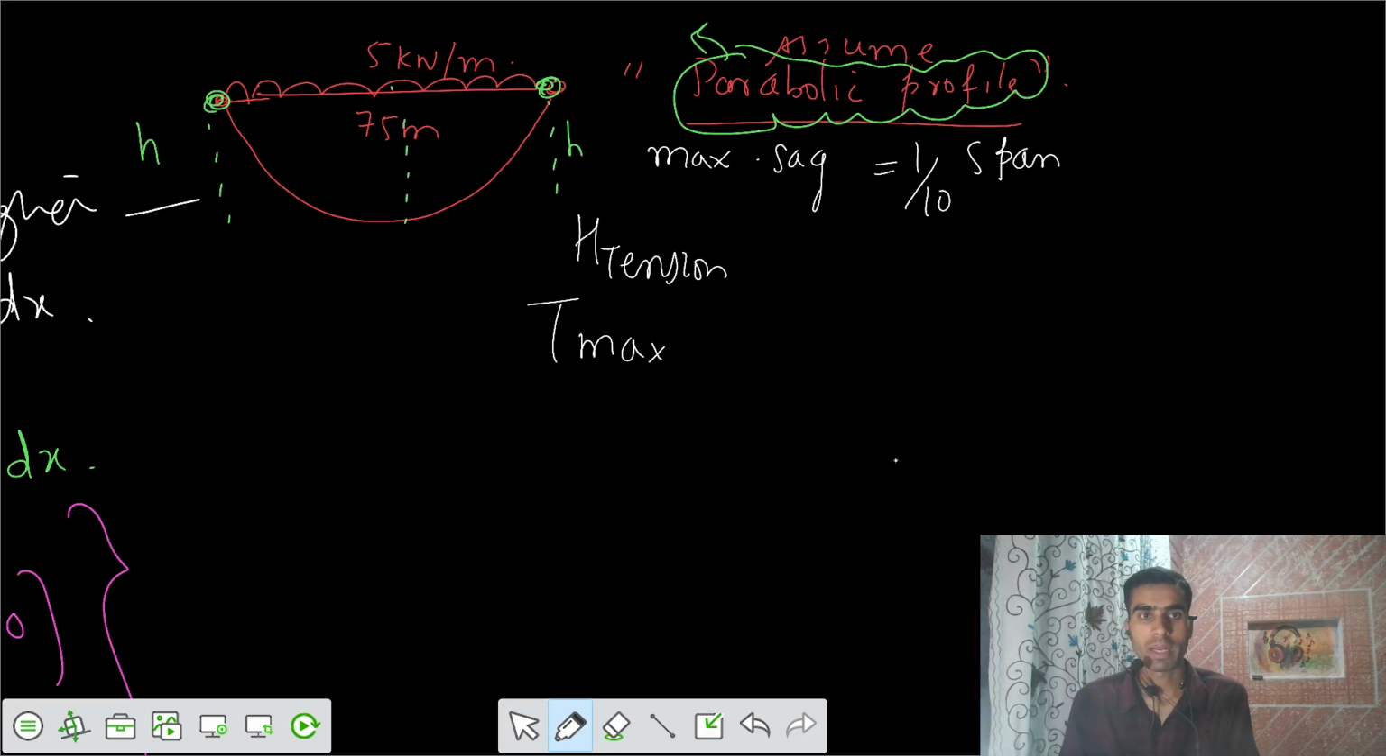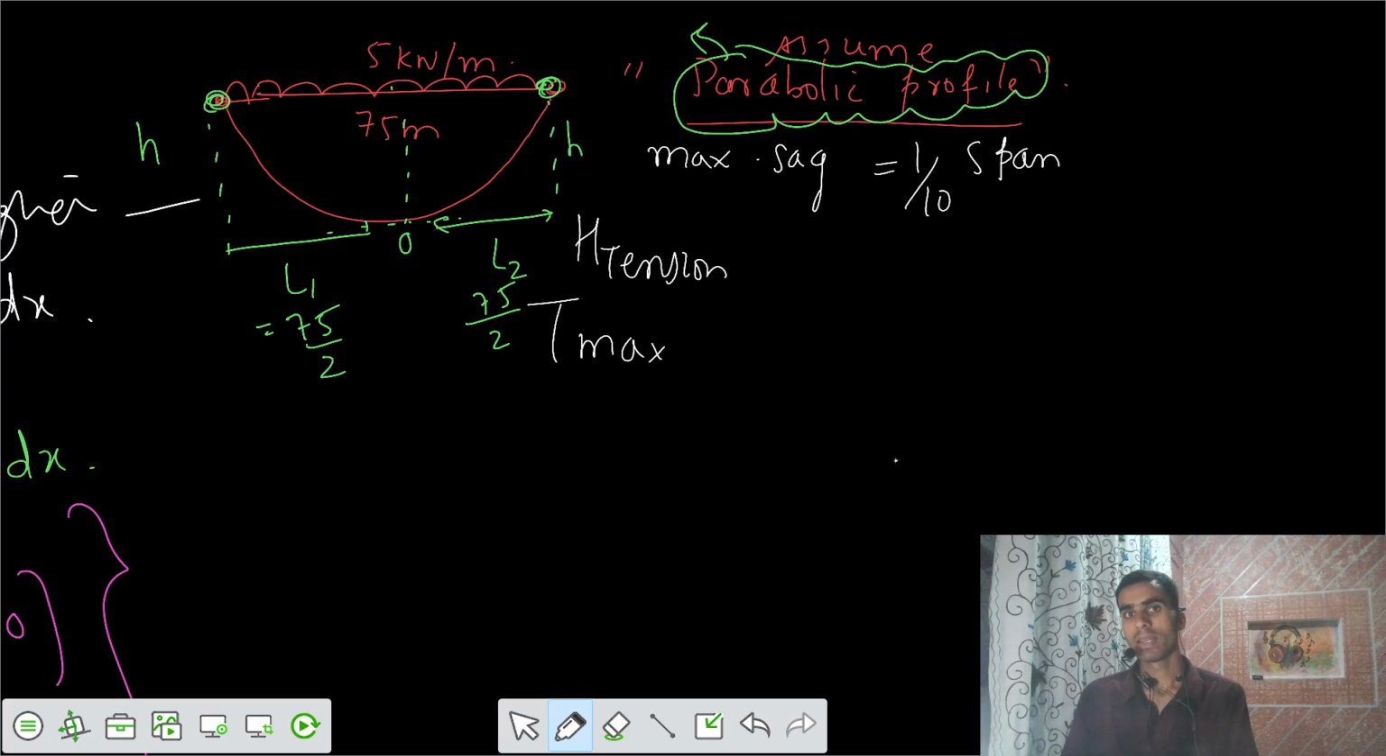That's also equal to the mid sag at the mid span. Here theta would be 0 at the mid span. This is origin O, and this is length L1 and this is L2. By symmetry, can you tell me the value of L1 and L2? I would say this is 75 by 2, and this is also 75 meter by 2.